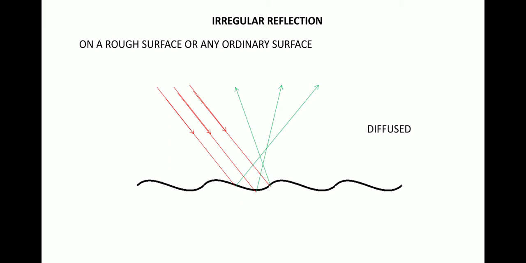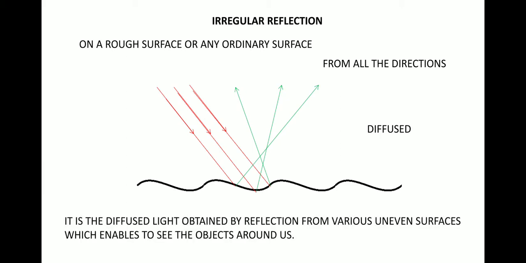Diffused means the reflected rays will not be parallel, but will be reflected in all possible directions. So these rays can be observed from all directions. Simply, we can say that it is because of this diffused light that we can see the various objects all around us. It is the diffused light obtained by reflection from various uneven surfaces which enables us to see the objects around us.